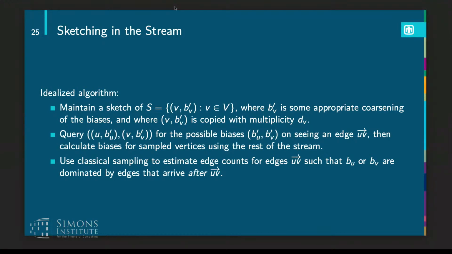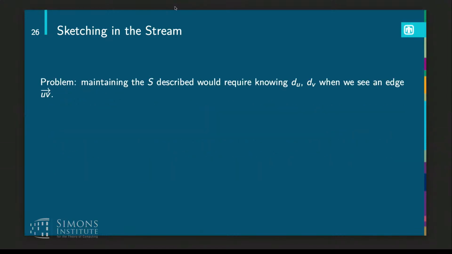The problem with this approach is that we can't actually do this first part. If we wanted to maintain this set of vertices, this set where each vertex appeared in multiplicity corresponding to its degree, we would need to actually know this degree when we see an edge UV. And by know this degree, I mean even you would only need to know the degree in edges that arrive before UV, but even that is something that you can't actually legally maintain because you're not allowed to use the omega of n space it would require.